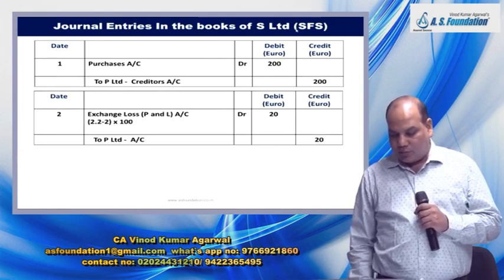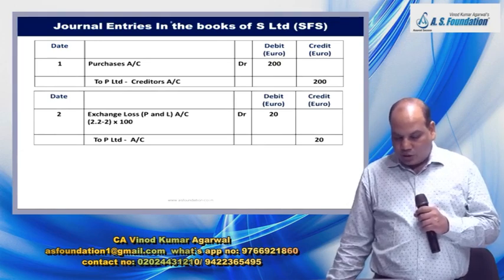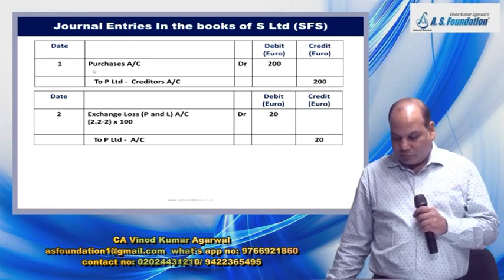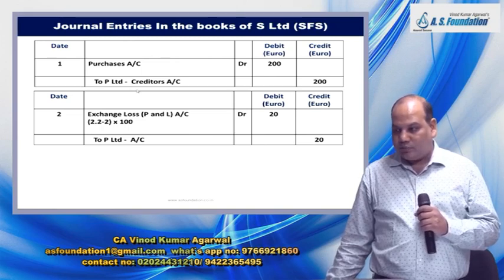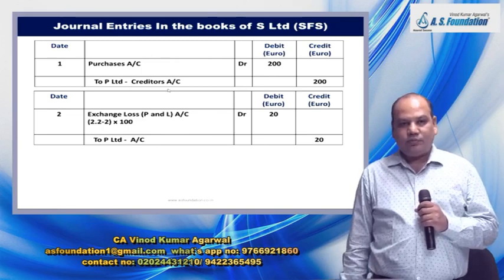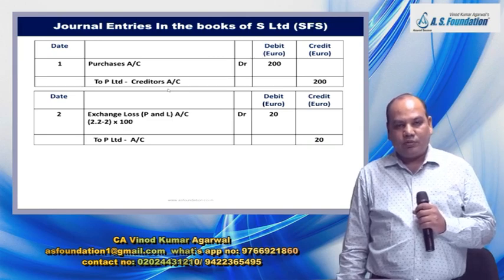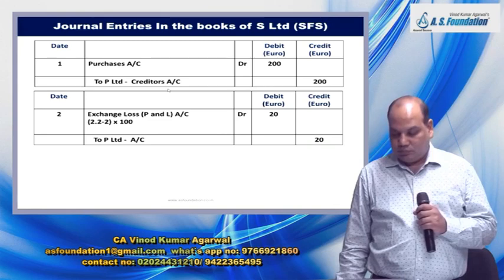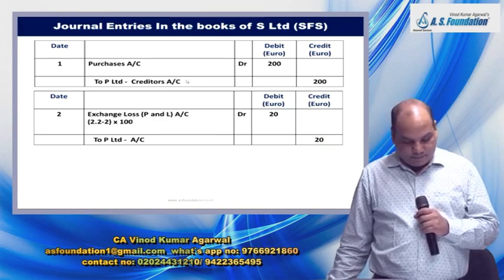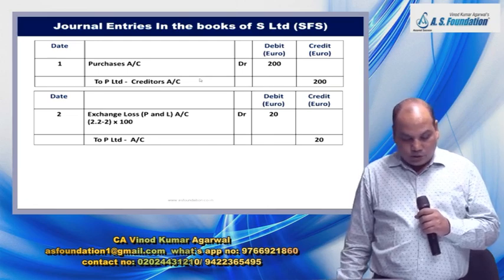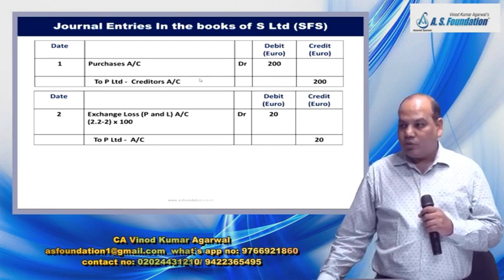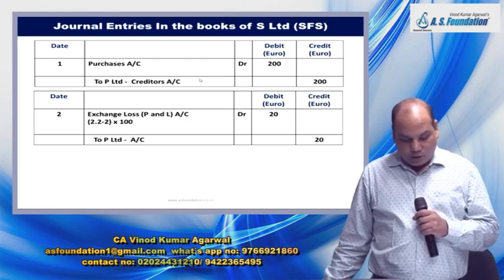In the books of S Limited SFS, two entries will be written. First entry: purchases account debit to P Limited creditor. They will convert USD into Euro. 1 USD is equal to 2 euros. So 100 USD is 200 euros, 100 into 2.